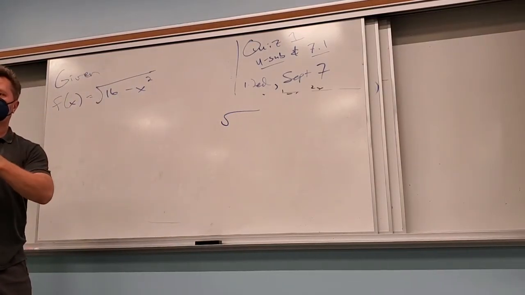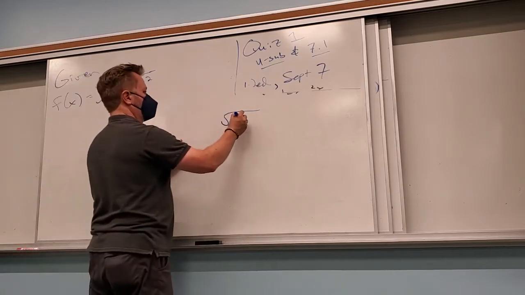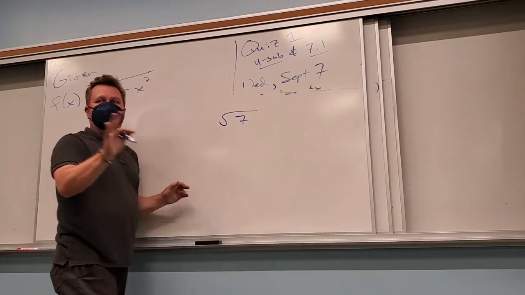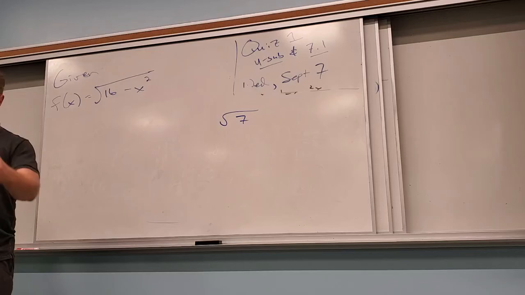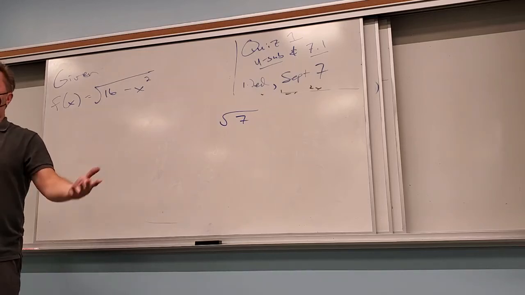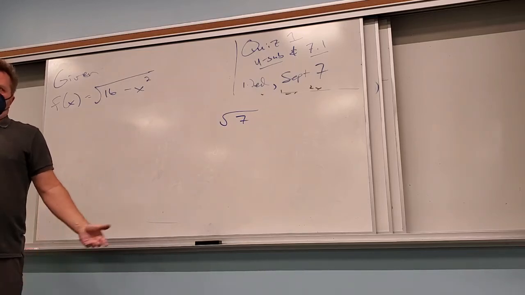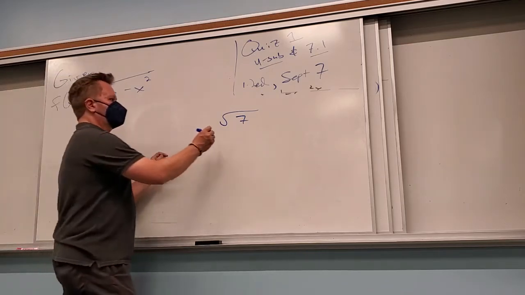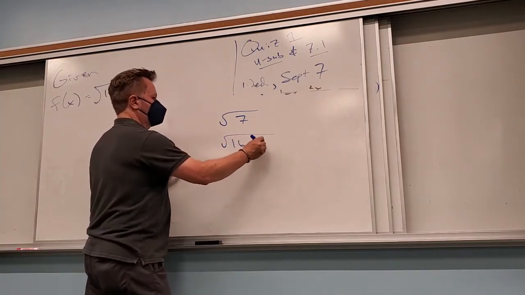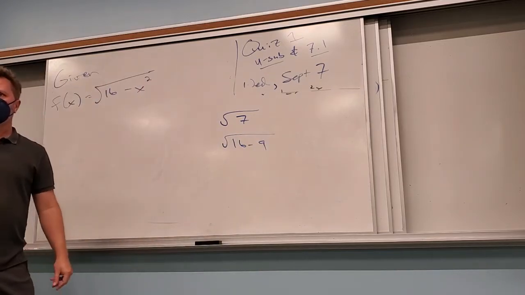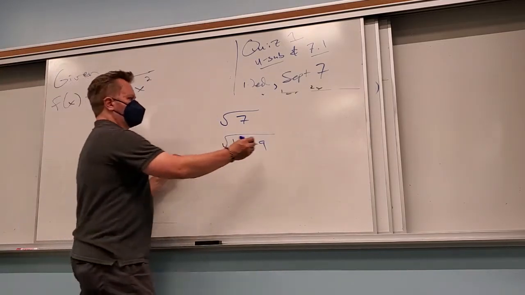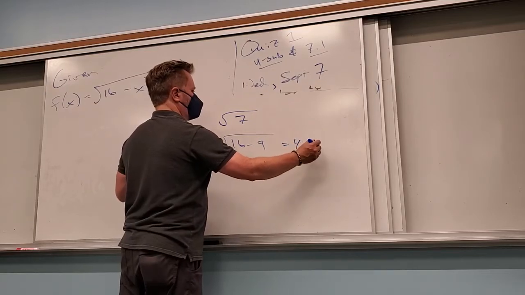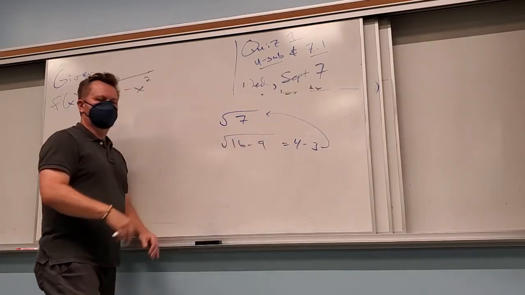Can you do the square root of 7? You can approximate. You can say it's 2 point something. Isn't 16 minus 9 equal to 7? Yes, but we don't know what x is. If you thought x was 3, does 4 minus 3 equal the square root of 7? No.